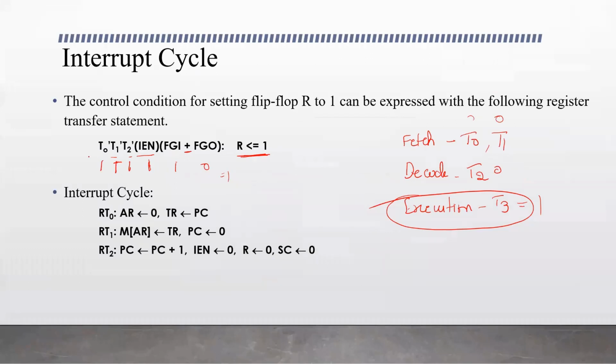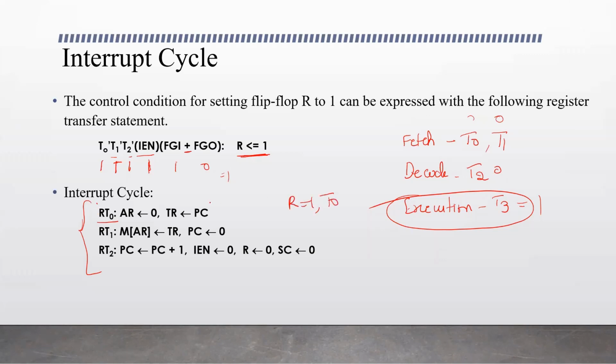So these are the control conditions. T0 dash, T1 dash, T2 dash are all 1, IEN is 1, and FGI or FGO is 1. When these conditions are true, R becomes 1. And for the instructions in the interrupt cycle, what we have seen in the flow chart, the control condition for executing the interrupt cycle is that R should be 1.